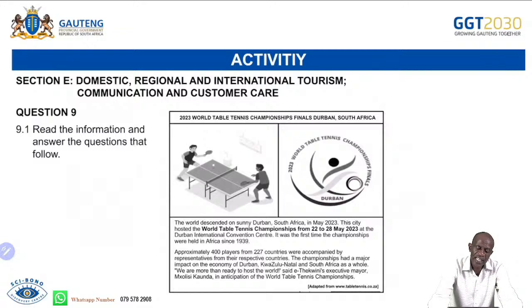and it is your question 9.1. It says, read the information and answer the questions that follow. I'm going to quickly read what is written inside this. You have the 2023 World Cup Table Tennis Championship Finals, Durban, South Africa. The picture is depicted here where two players are engaged. The world descended on sunny Durban, South Africa in May 2023. This city hosted the World Table Tennis Championships from 22 to 28 May in 2023 at the Durban International Convention Center. It was the first time the championship was held in Africa since 1989.